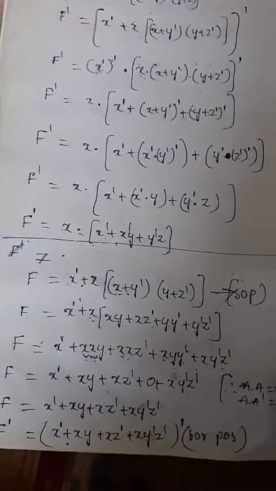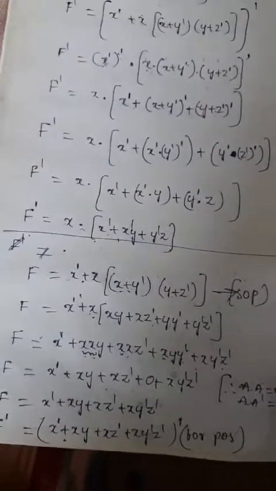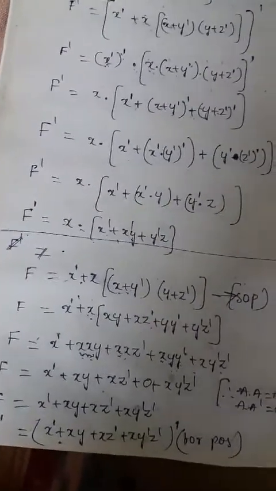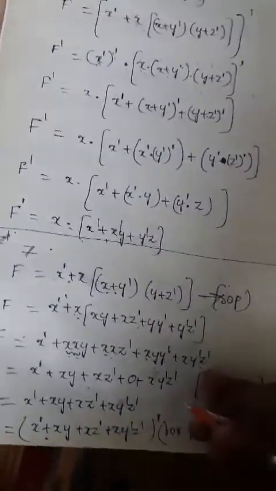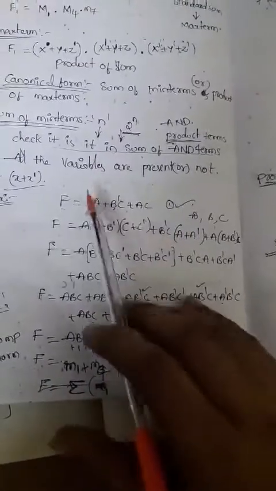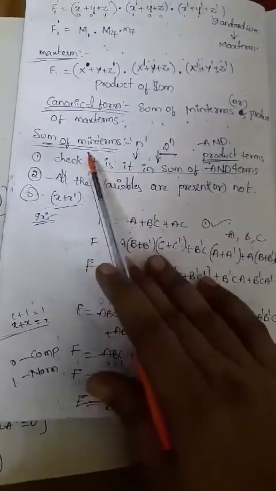So like that, if any variable is missing, that term is multiplied with a plus a complement logic, that means AND logic will be multiplied with that term. So I can show one problem related to that, so just observe here. This is the problem, just check it. This is a sum of minterm equation.